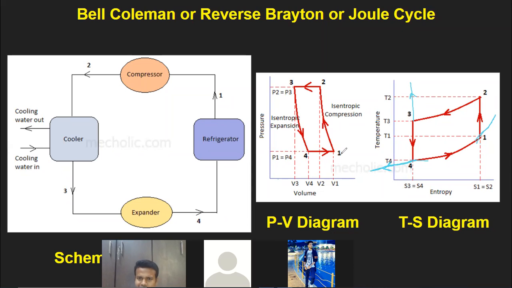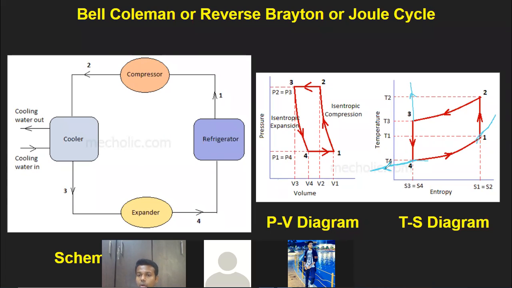Now from 4 to 1, what is happening? The air gets heated. Whenever the air gets heated, temperature as well as entropy will increase. This is possible only when we move in a vertically upward direction, that is, on the constant pressure line above. So we will move from point number 4 to 1 like this.